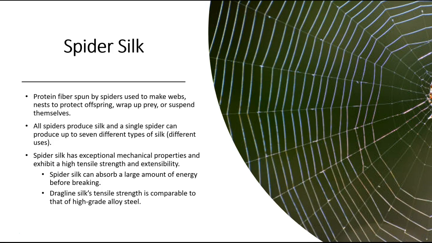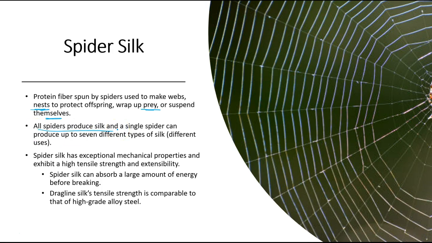Okay, and so not all spiders produce spider webs in the sense that we know of them, like this one is showing. Some spiders create webs that are more like tunnels in the ground, but all spiders can produce spider silk, and all spiders, while not spinning webs per se, will protect offspring in the form of nests, or wrap up prey, or suspend and transport themselves with the use of silk. Okay, all spiders produce silk.